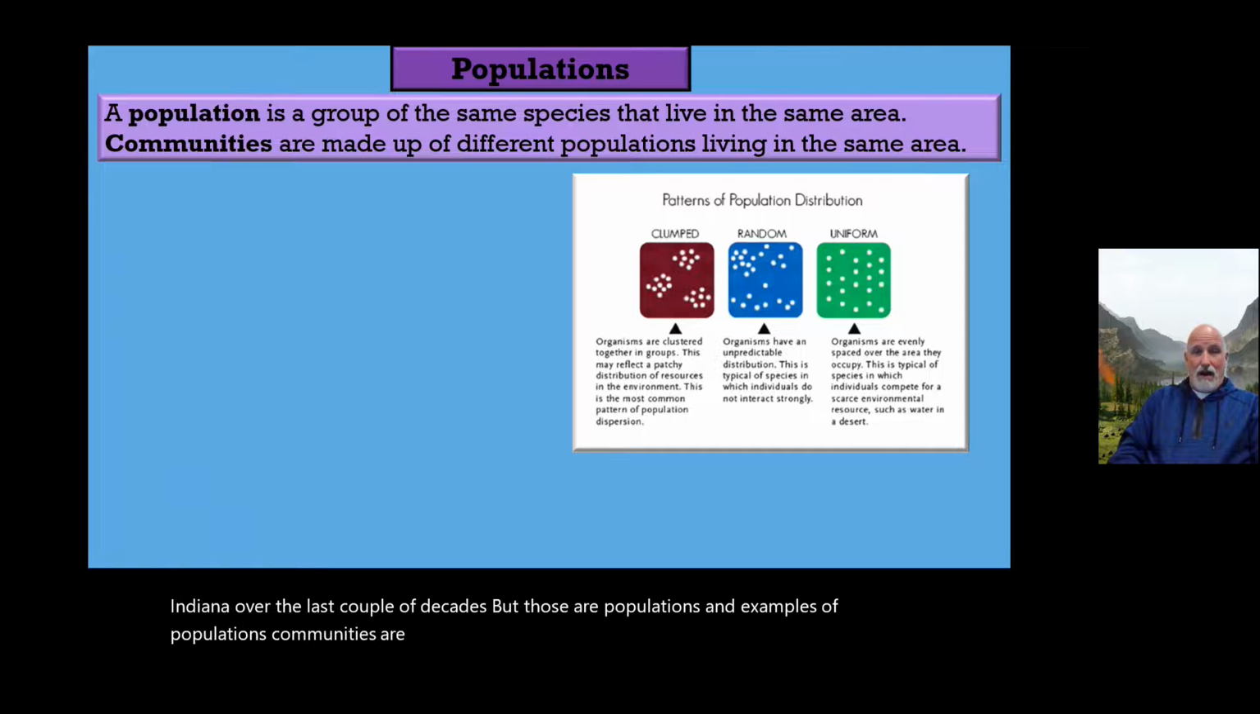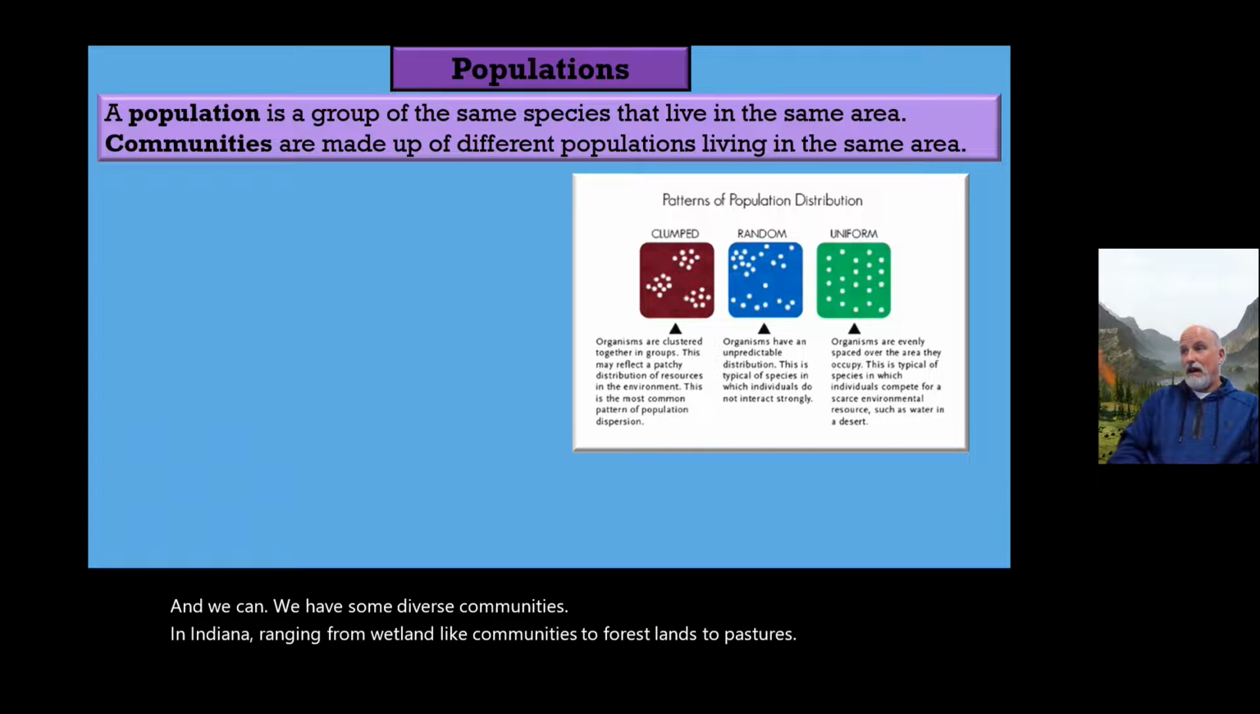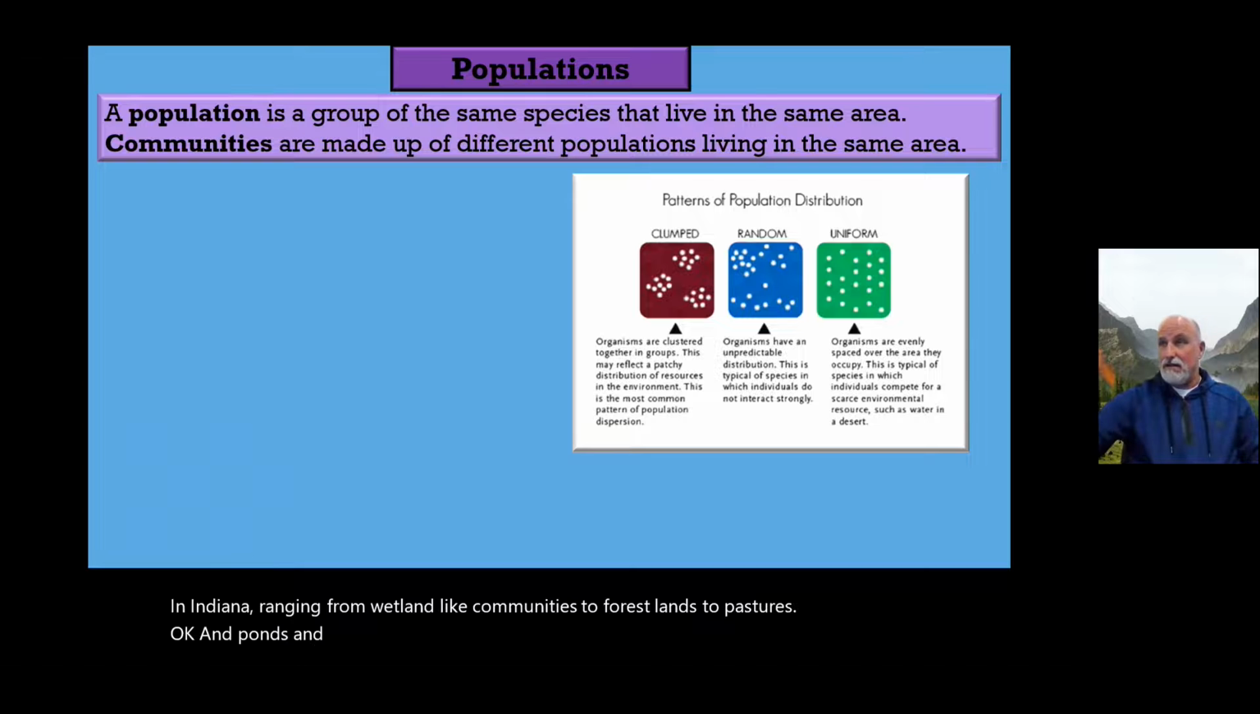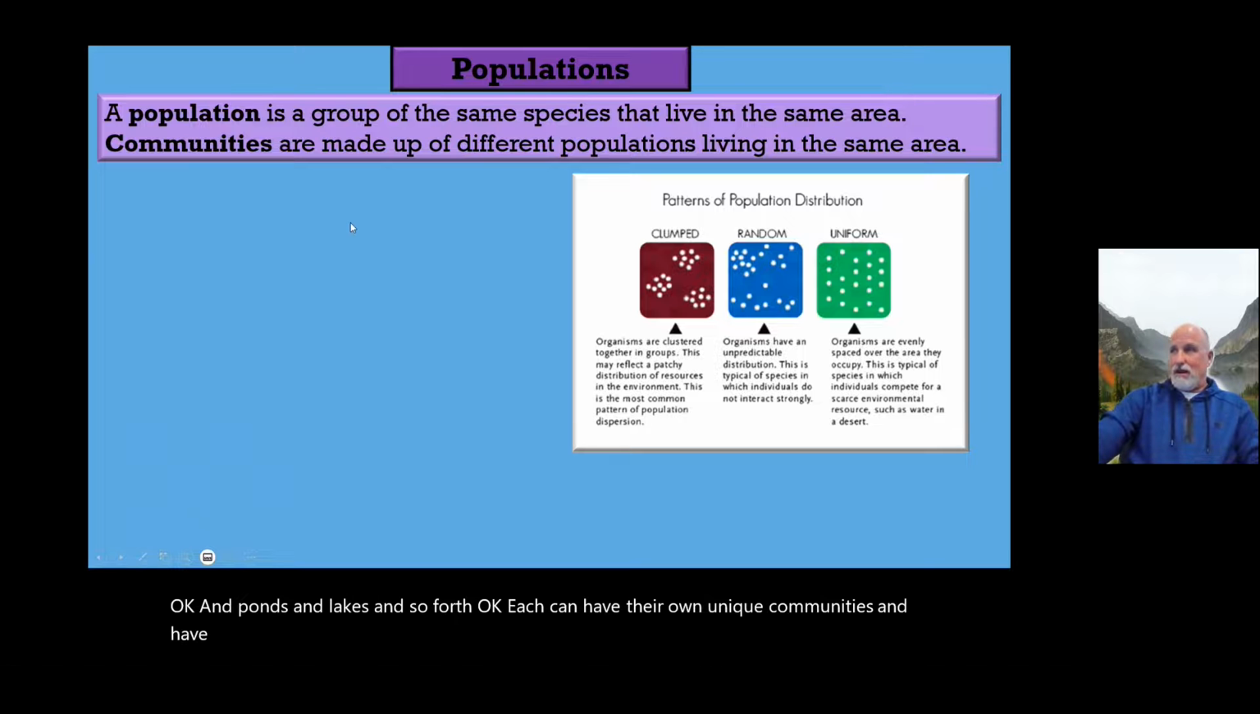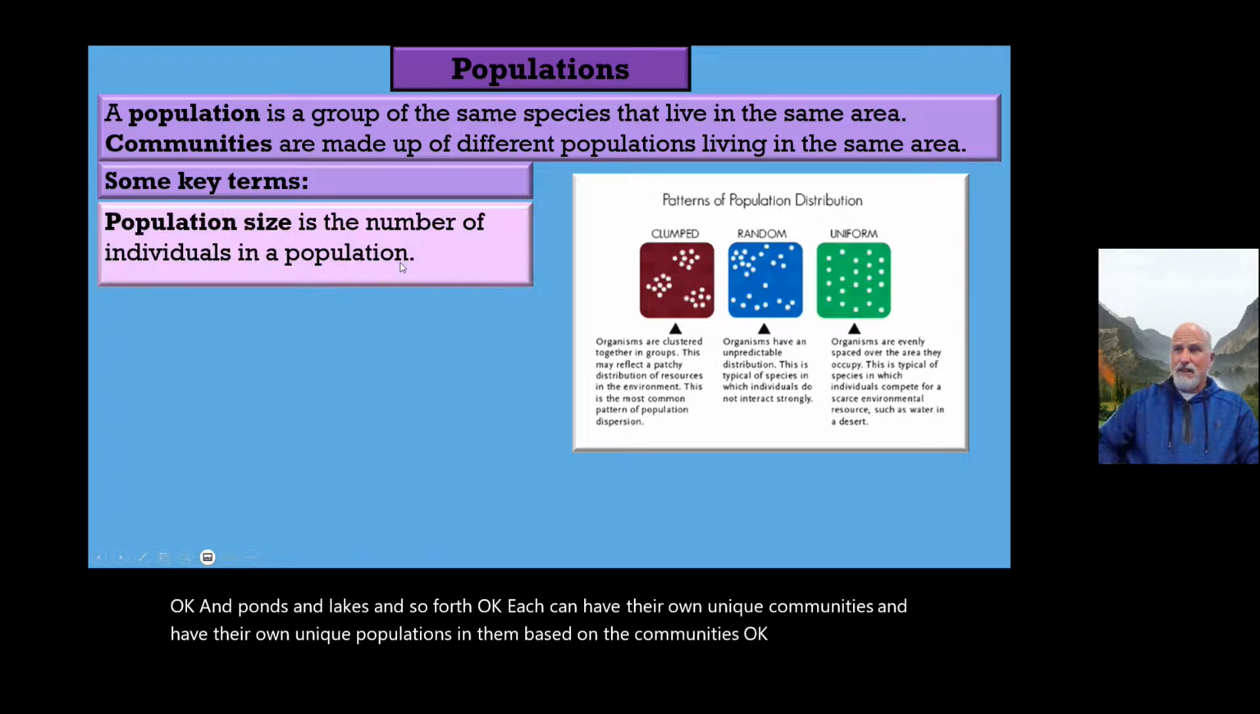Communities are where you have the interacting populations in a given area, which can include plants and animals. We have some diverse communities in Indiana, ranging from wetland-like communities to forest lands to pastures, and ponds and lakes and so forth. Each can have their own unique communities and their own unique populations based on the communities. Okay, so now, some key terms.